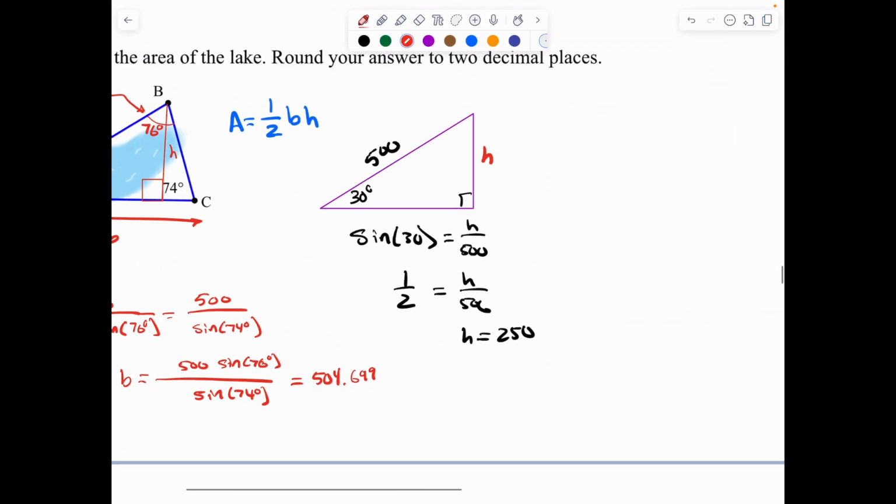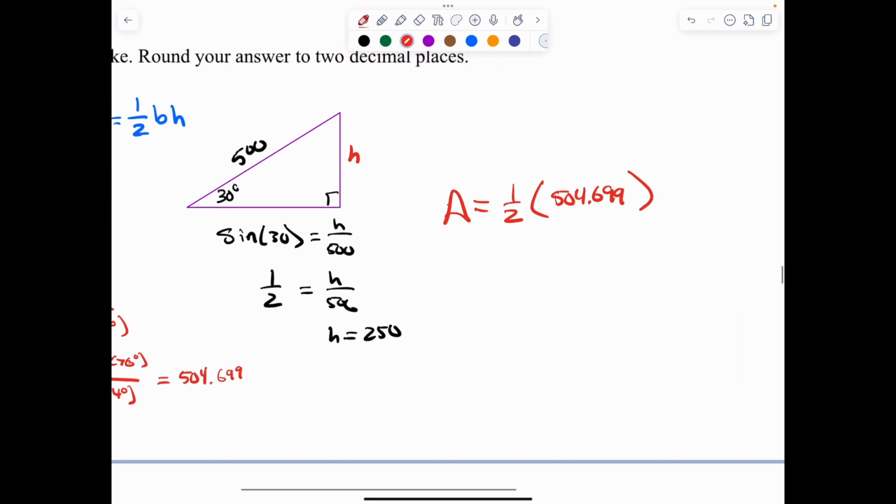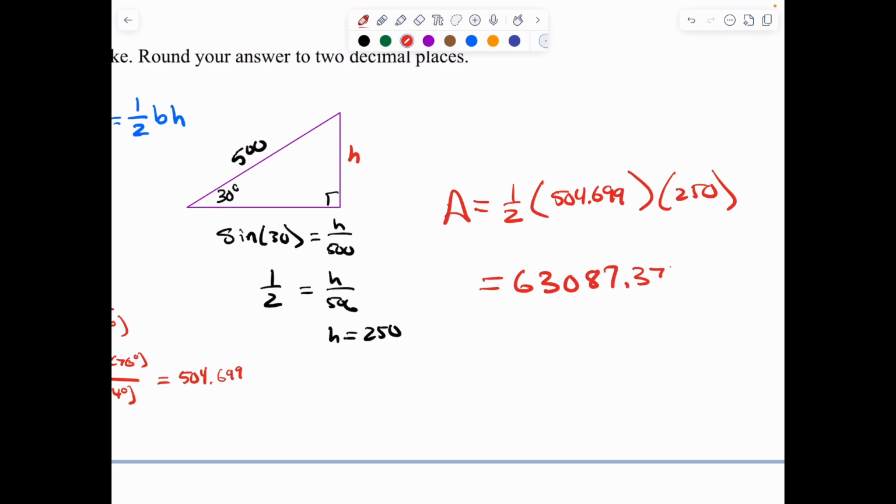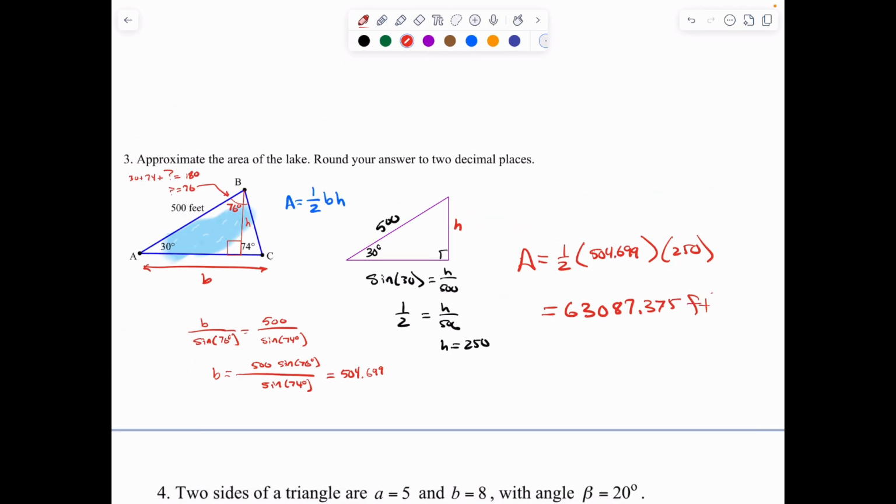Okay, almost done. Now 1/2 base times height. The area, 1/2 times 504.699 times the height, 250. So that area, let's see. Give me a sec here. 250. And I got 63,087.375. So that's in square feet. Yeah, square feet. All right, very nice.